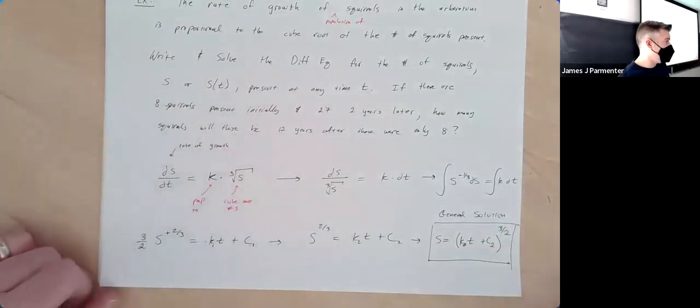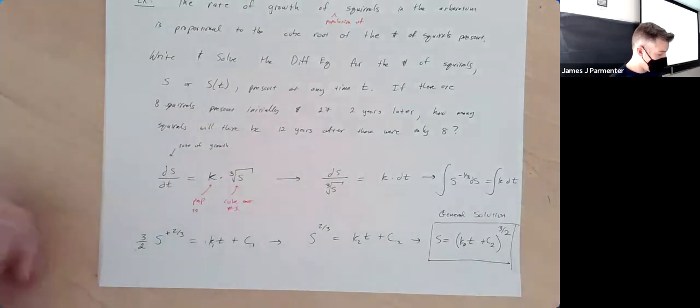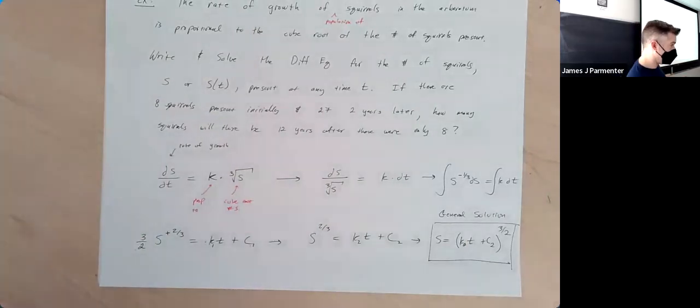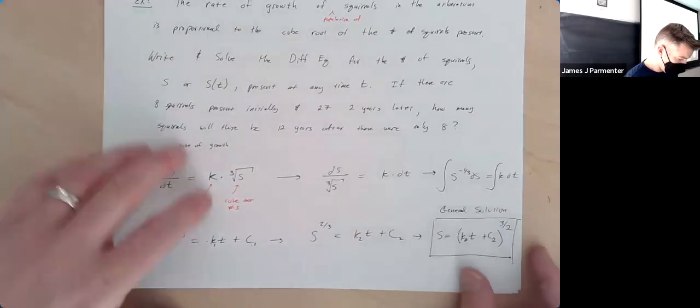Now, let's go ahead and figure out what the particular solution is using the initial conditions we were given. It is noteworthy that we need two initial conditions to be able to solve for these two constants, and we have them, where we know how many squirrels we have at time 0 and how many squirrels we have 2 years later. So that's what we're going to do.